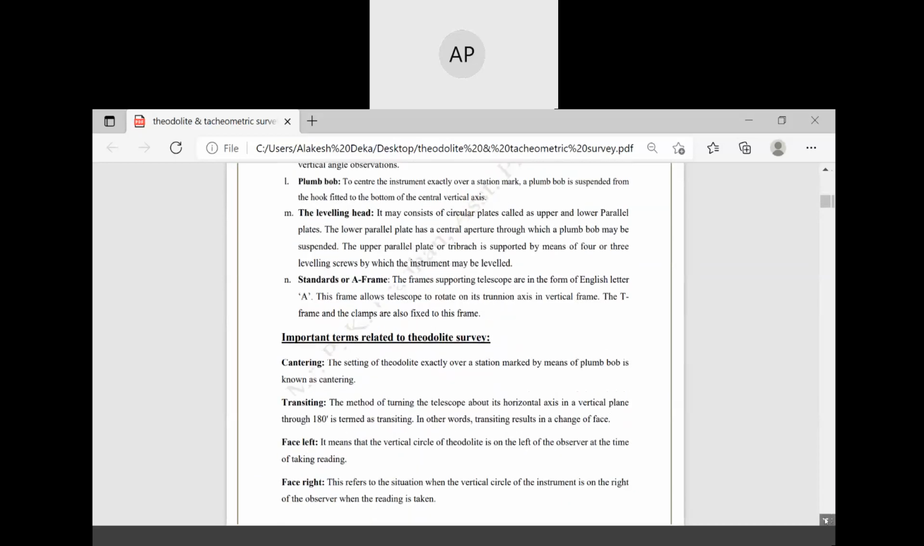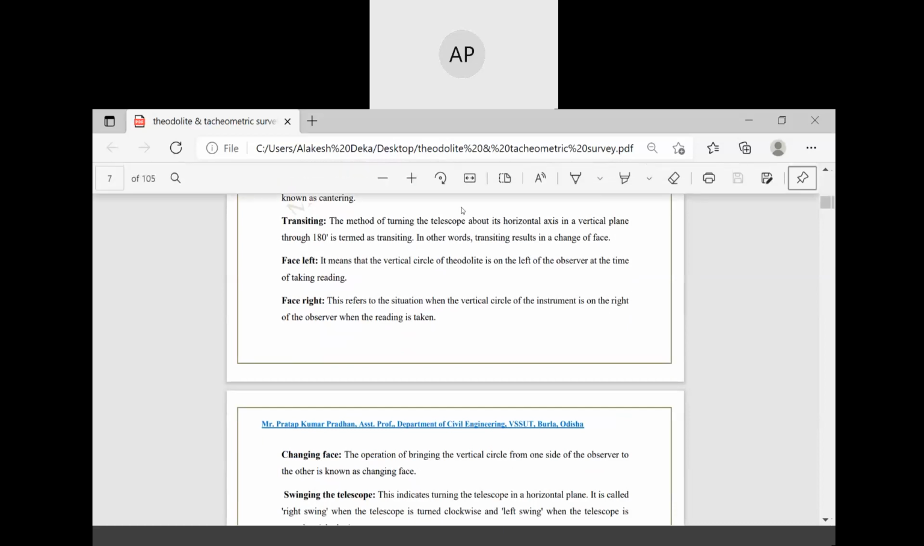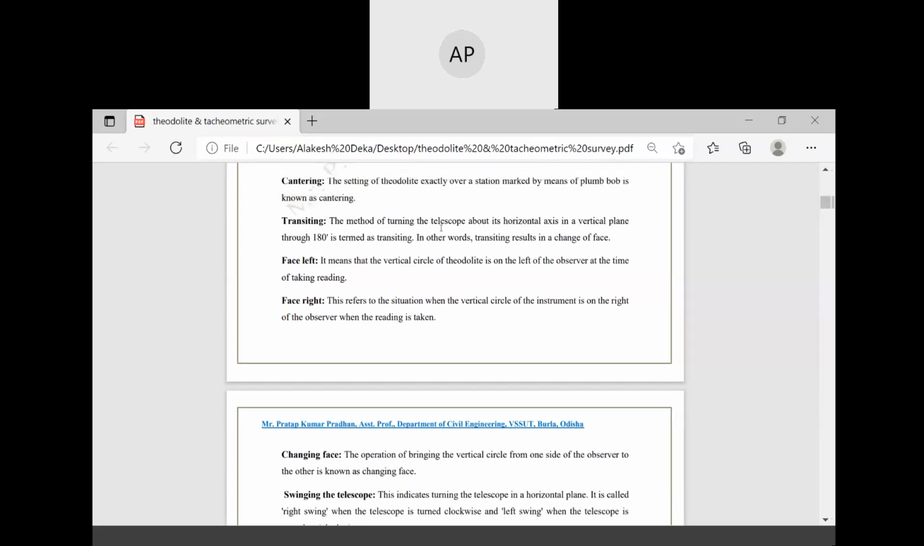So the important terms related to theodolite are centering, transiting, face left, face right. Okay. What is centering? Setting the theodolite exactly over a station marked by means of a plumb bob is known as centering.